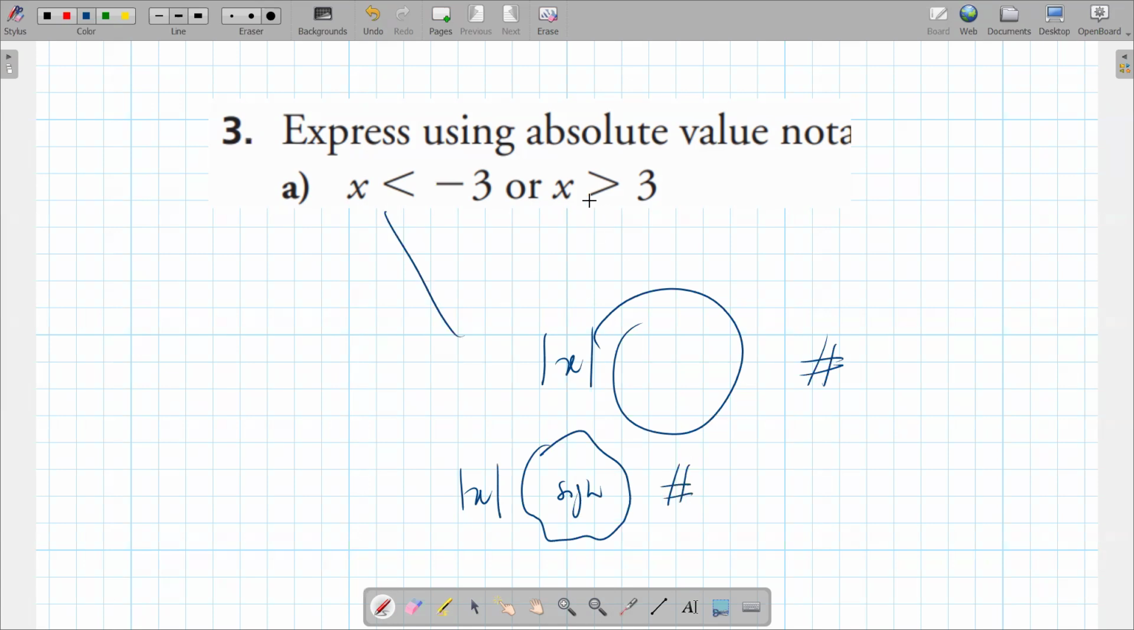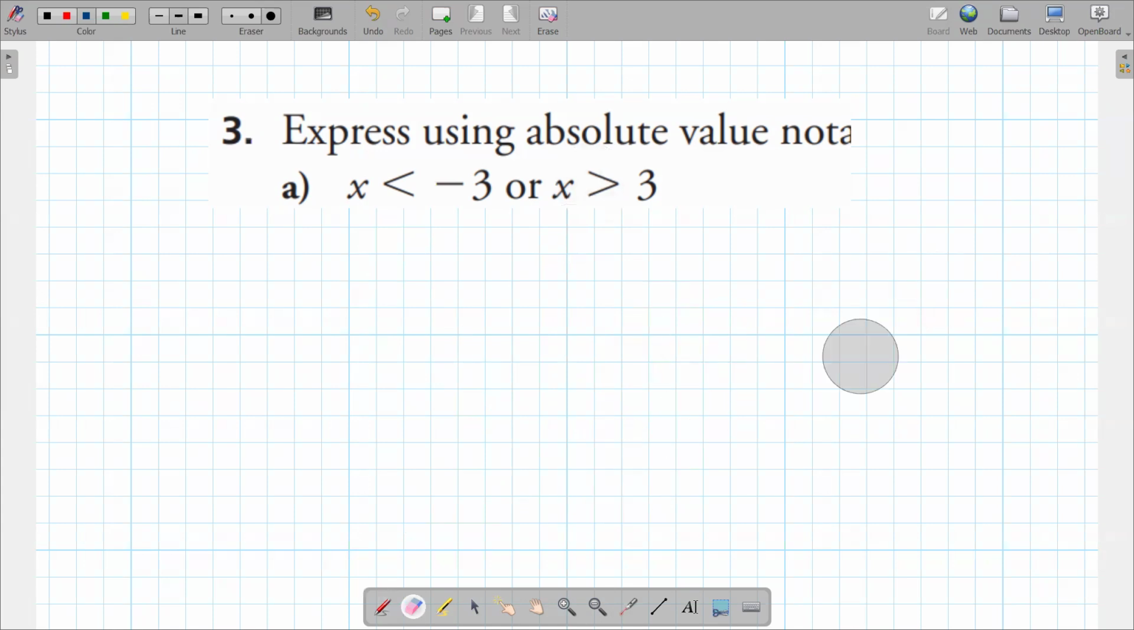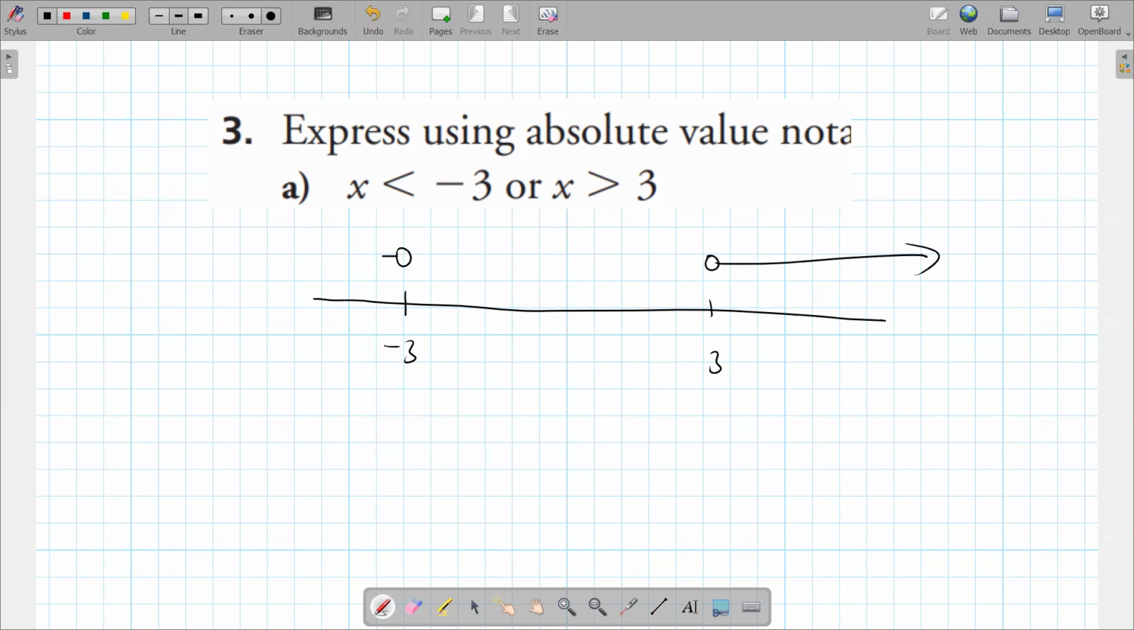Right now we have 2 equations. They want 1 equation. So how do we deal with a question like this? It is a little bit tricky. What I'm going to do is graph this out on a number line. When in doubt, graph it out. Remember that rule. So those are the possible x values, right?